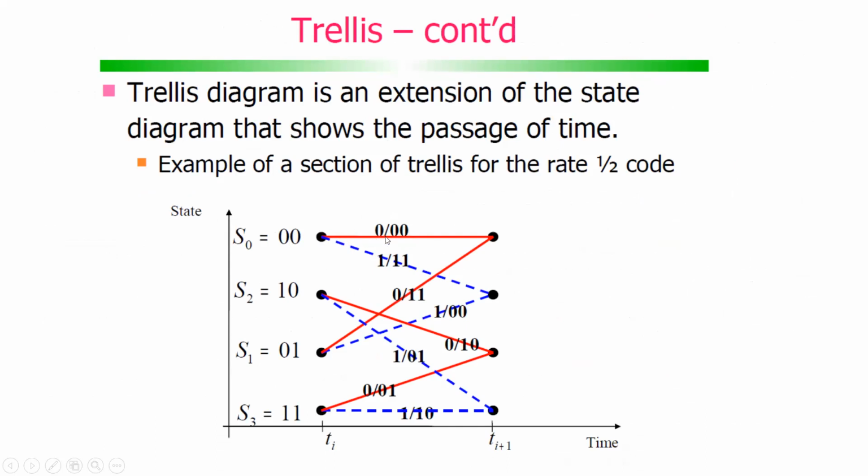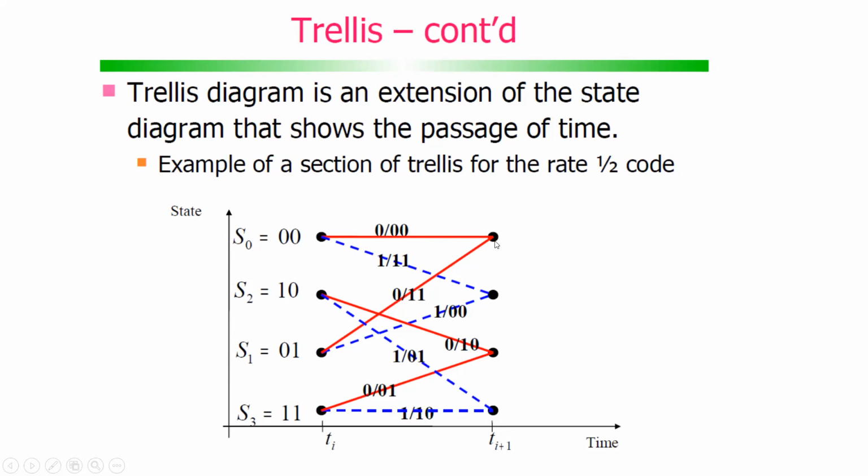And the next state remains 0, 0 only, because for the next state at time ti plus 1, these 4 dots at ti plus 1 again represent the 4 states. This is the previous state and one of them will be the next state. But if the input bit is 0, the previous state is 0, 0 and the next state will also be 0, 0. Right? So that is why the bold line is drawn horizontally, connecting these 2 dots only.